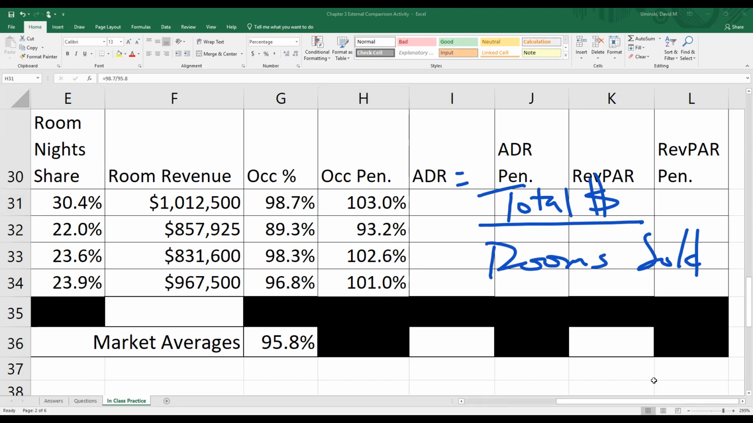So for Hotel A, we would do 1,012,500 and divide that by the 7,650 rooms that were sold by that hotel.